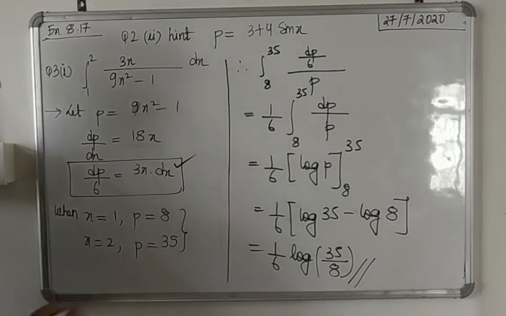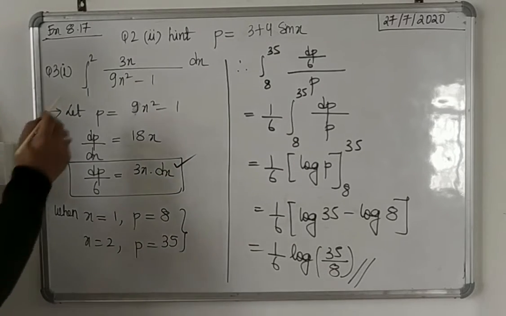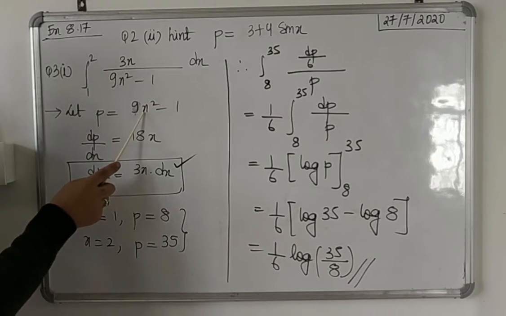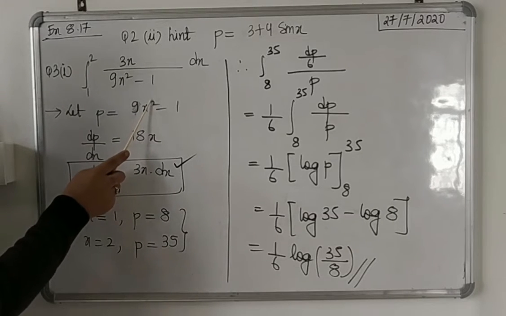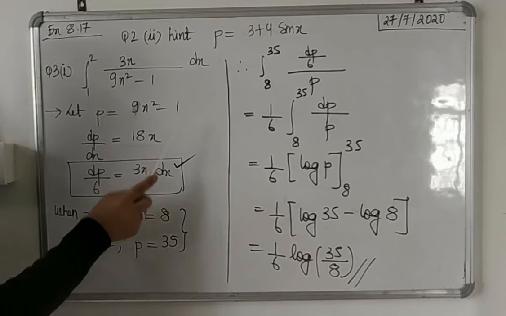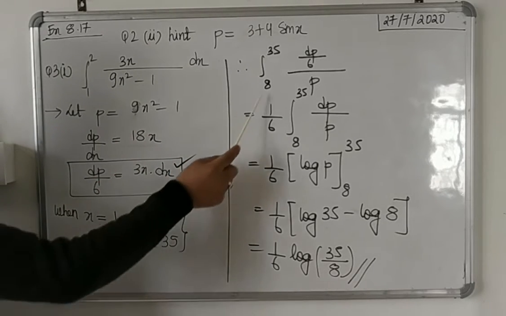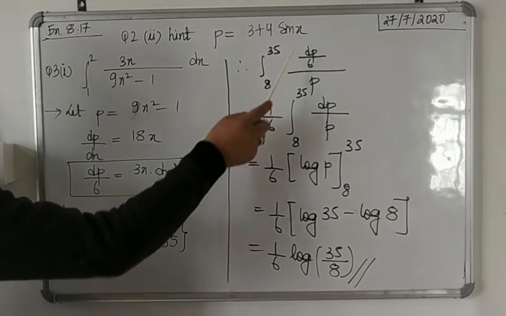Now you just have to put the substitution, okay, the limit, put x equals 1. When you put x equals 1, 9 into 1 is 9, 9 minus 1, 8. When you put x equals 2, 2 2s are 4, 9 4s are 36, 36 minus 1 will be 35. Very simple. So therefore we get lower limit 8, upper limit 35.